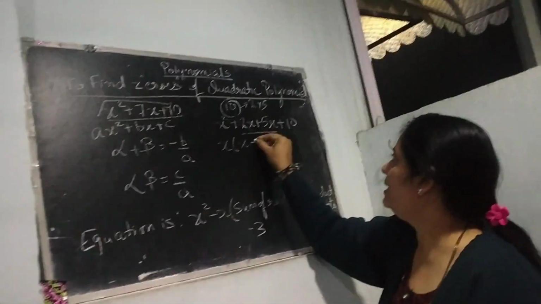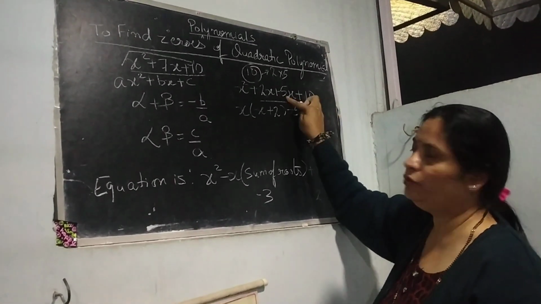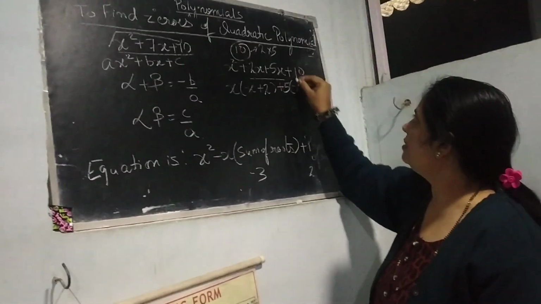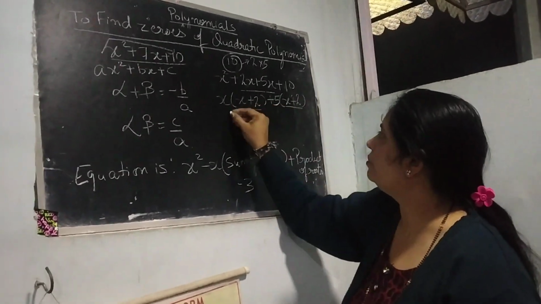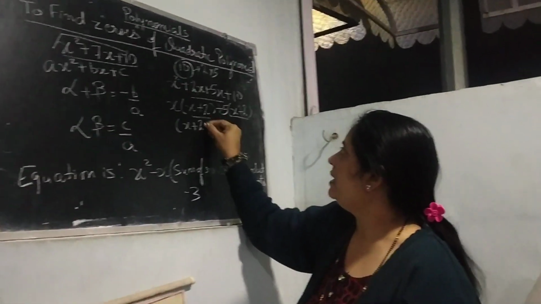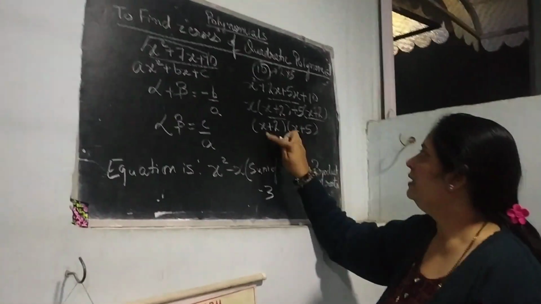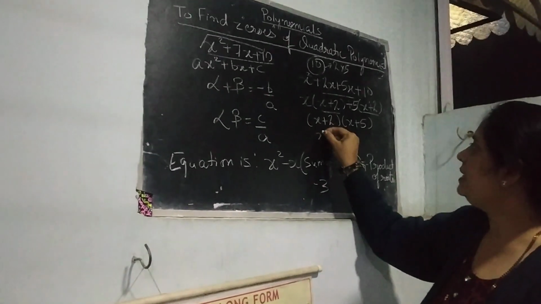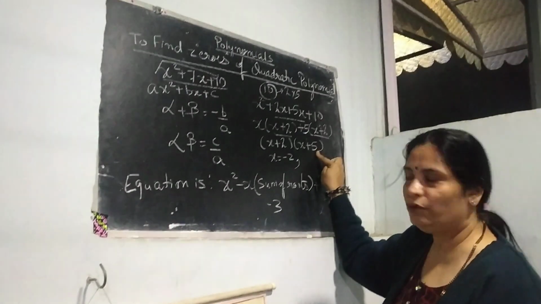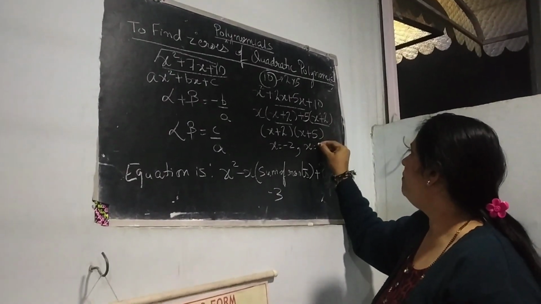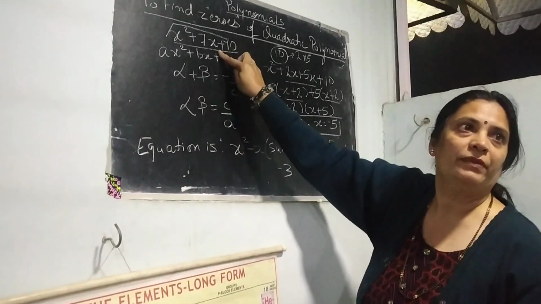Now I have taken x common, so I am getting here x plus 2. Now 5 common. From these two, we are left with x plus 2, since 5 twos are 10. So this x plus 2 you can write as a common bracket, and the other one is x plus 5. So the two solutions are: x plus 2 is equal to 0, that means x is equal to minus 2. Similarly, x plus 5 is equal to 0 means x is equal to minus 5. These are the two solutions of the given equation.